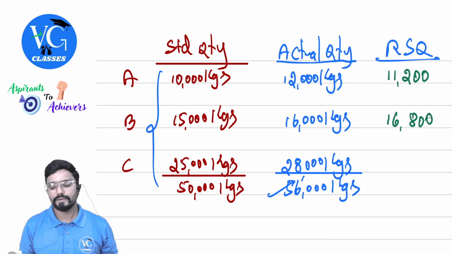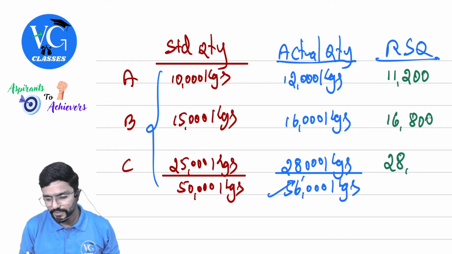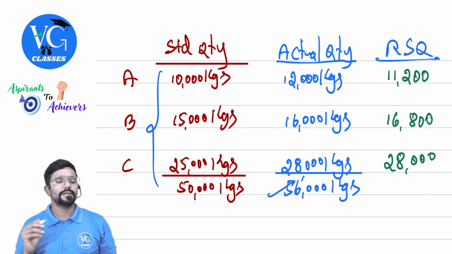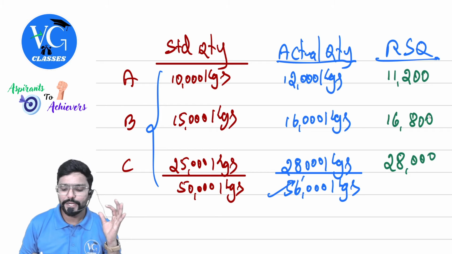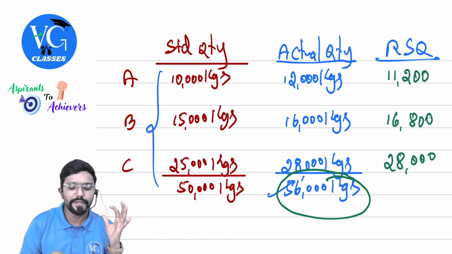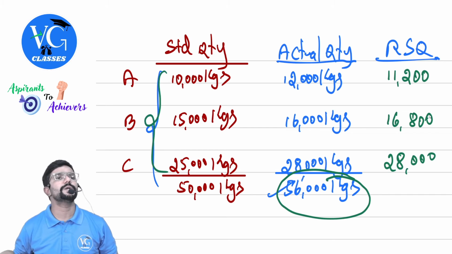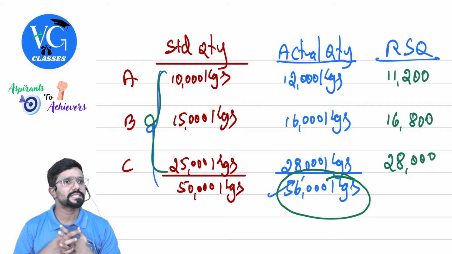16,800. 28,000. Now what did I do, guys? How did I get it? I took the total actual quantity and divided it in the 10 is to 15 is to 25 ratio. That is the standard ratio.